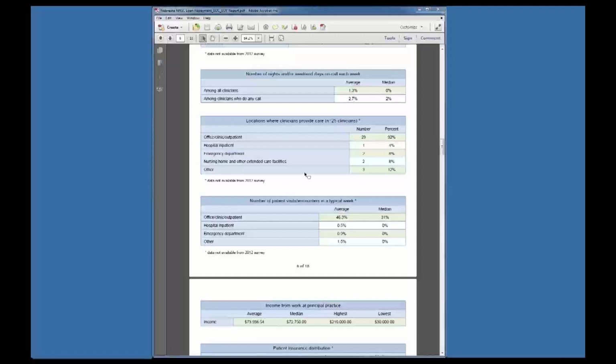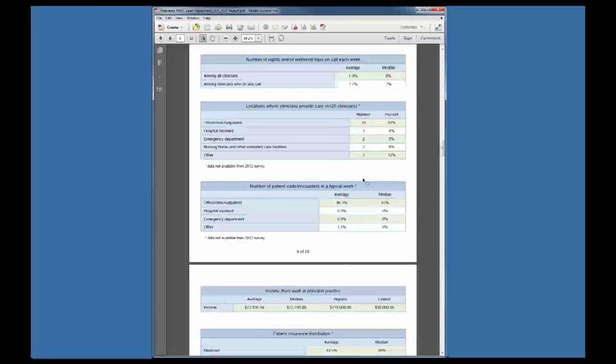So continuing on, locations where clinicians provide care, and of course people can check as many of these as where they provide care. We did not ask this back in 2012, so this is data from 25 clinicians: 23 are in the office, one provides hospital inpatient, 2 in the ED, extended care, and 3 in other types of settings.